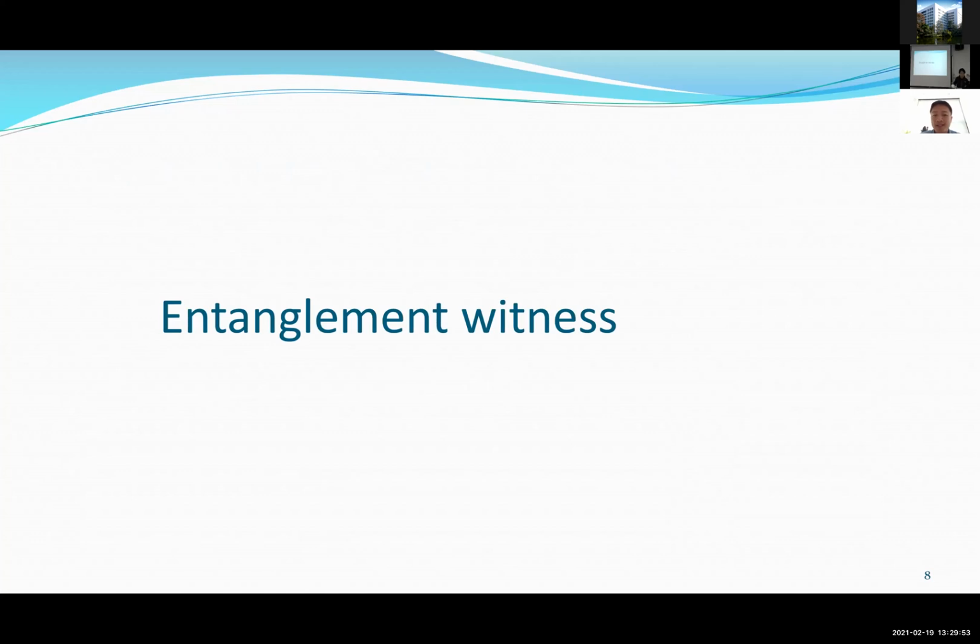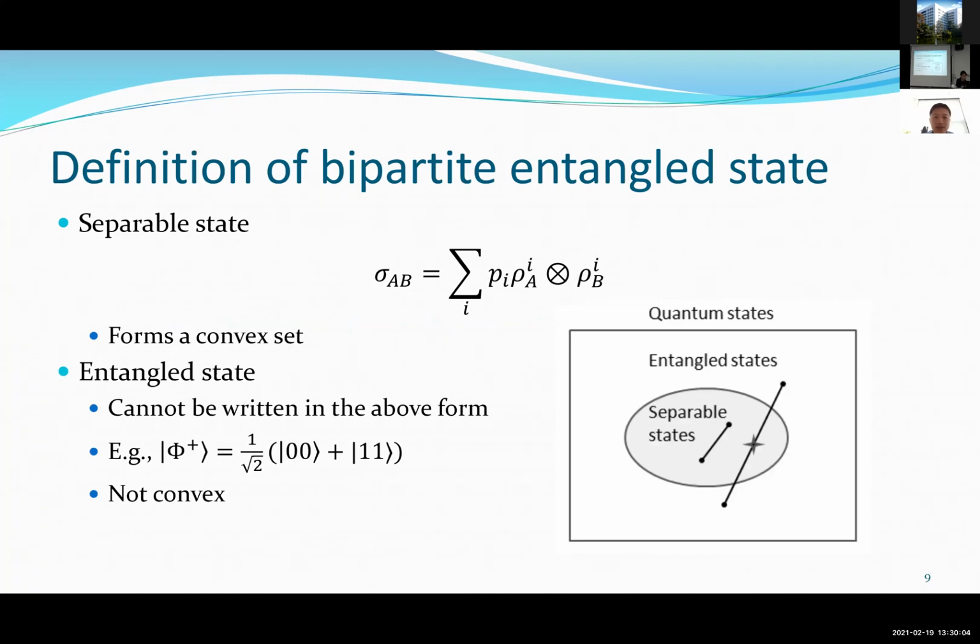And then I will talk about what an entanglement witness is. Okay, so that's pretty much the background. I assume that everyone here is quite familiar with entanglement. Okay. Definition of entanglement. So let's look at the definition of entanglement.